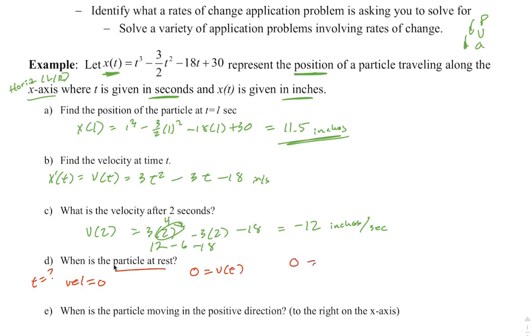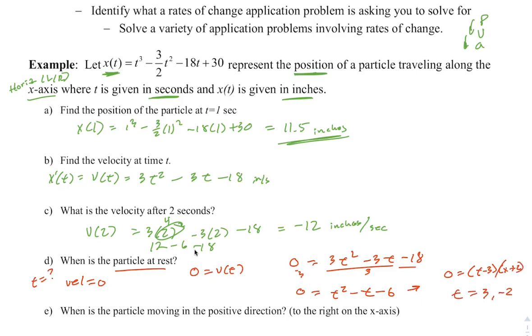Which gives us 0 equals 3t squared minus 3t minus 18. We can make life a little easier. Notice they all divide by 3. Let's divide everything by 3, including the 18. 0 equals t squared minus t minus 6. If we factor that, we get t minus 3 times t plus 2, and we get t equals 3 and negative 2. Now we're talking about a rate of change problem, so time has to be positive. In general, time is always going to be greater than or equal to 0. So here, time is negative 2 seconds. We can't go back in time. No back to the future here. So time is just 3.